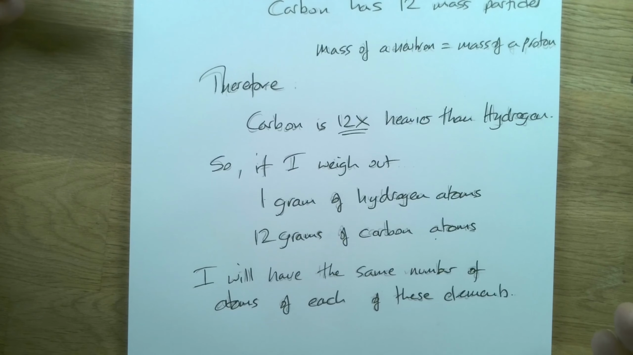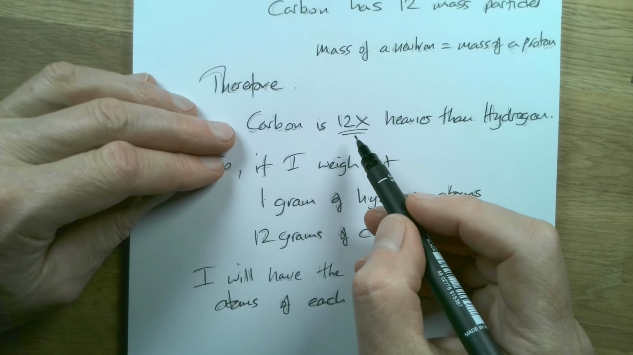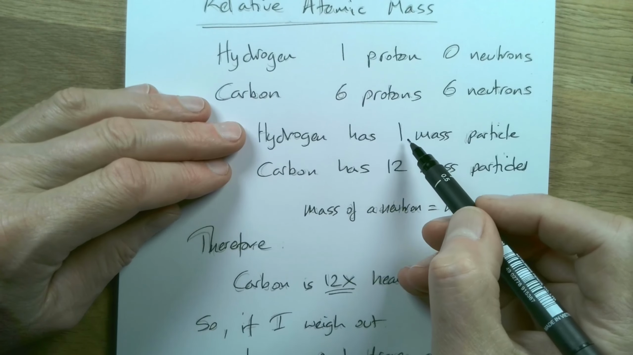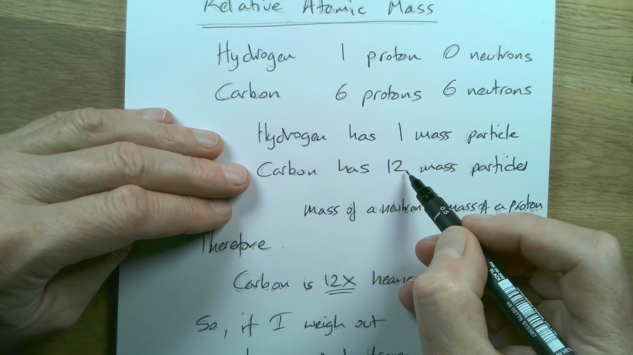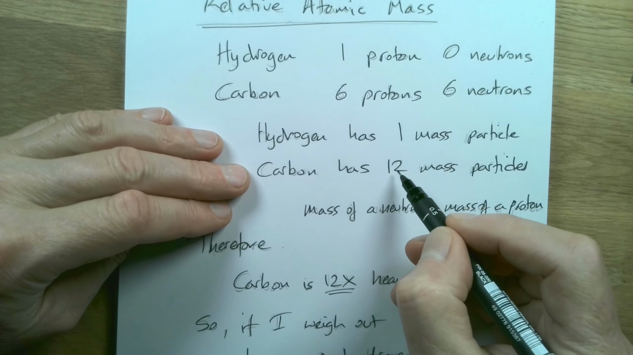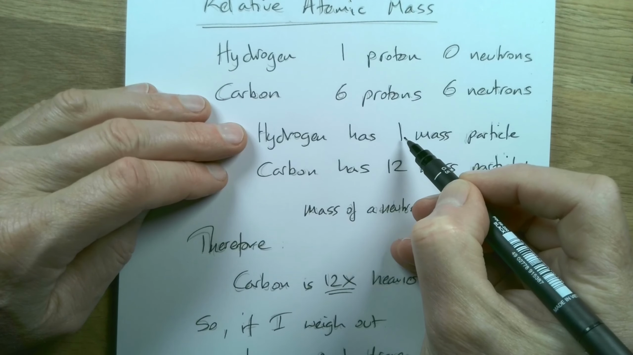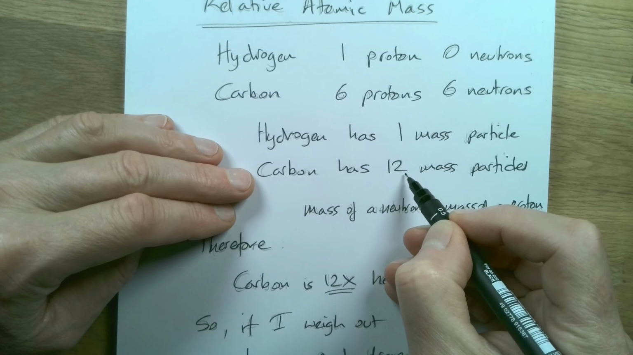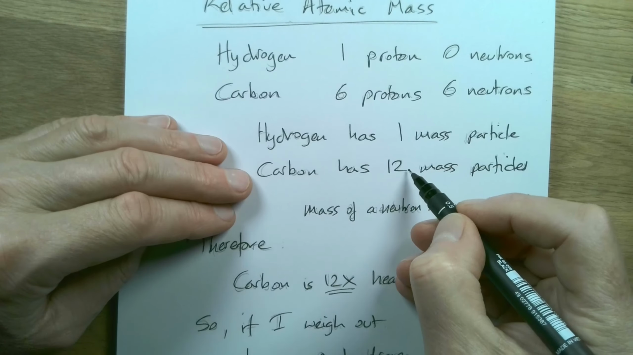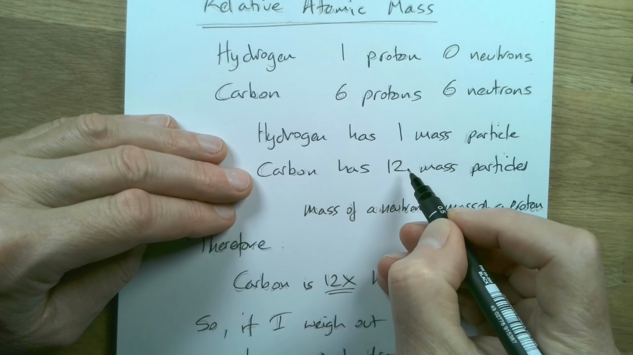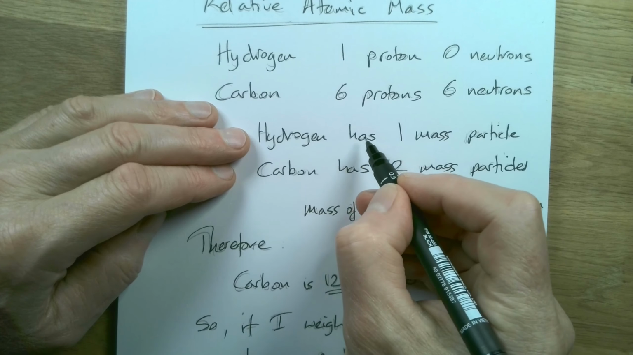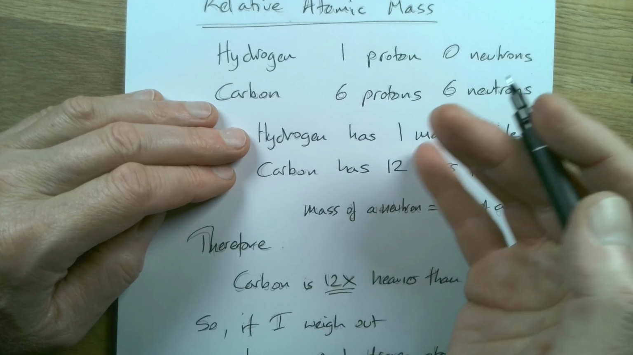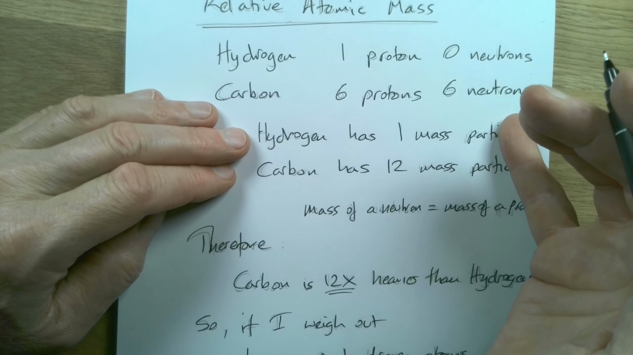Okay, so the point is that it somehow is hard to get your head around, and a lot of students really struggle with this. But all you have to remember is that because carbon has 12 mass particles and hydrogen has 1 mass particle, that carbon atom is 12 times heavier than that one. So if I was to weigh out 1 gram of carbon atoms and 1 gram of hydrogen atoms, I would only have 1/12 of the number of carbon atoms as I have hydrogen atoms in this sample, because the hydrogen atoms are lighter, therefore you get more per gram, right? You get more per gram because they weigh less, right?